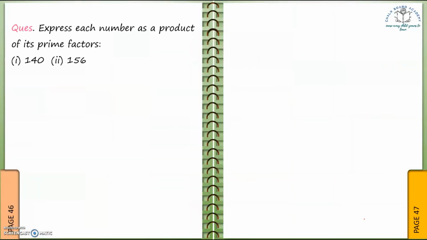Now I have a question here. Express each number as a product of its prime factors, which we have already discussed. So here I will do this part of the question, and you will be doing this part of the question, and write the answer in the comment section.